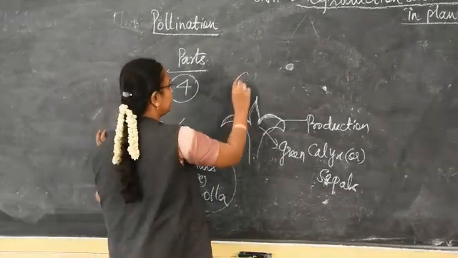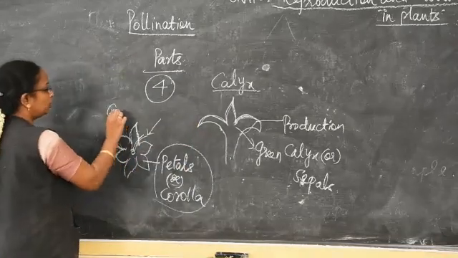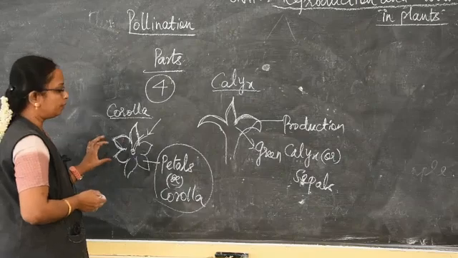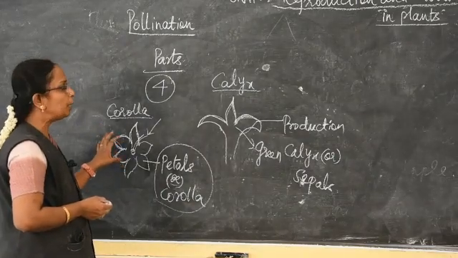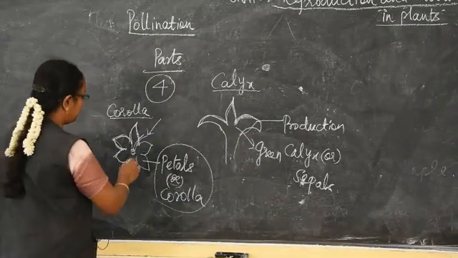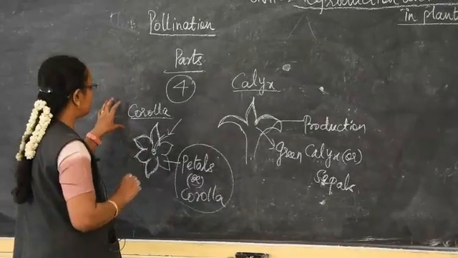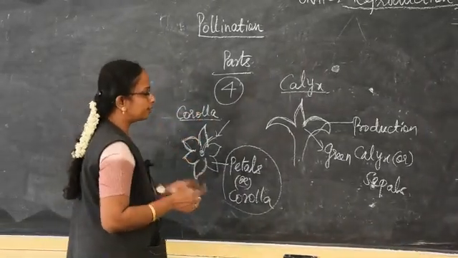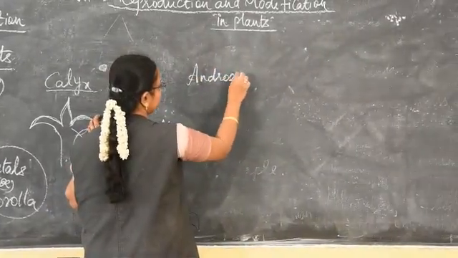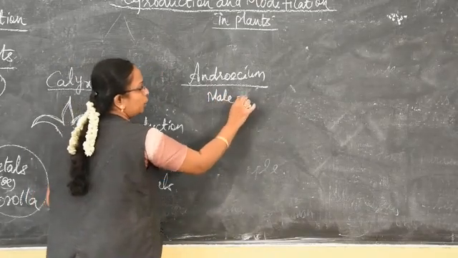So, the first one is the calyx or sepals. The second whorl is the corolla or petals. What is their main function? To attract the insects for pollination. They are sweet scented and colored, and they attract the insects for pollination. So, these are the two main whorls. The next comes the androecium, which is otherwise known as the male reproductive organ.